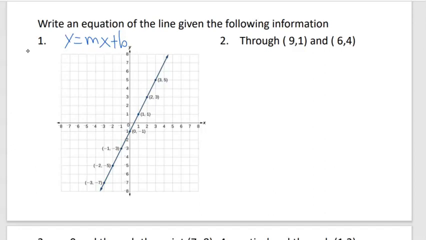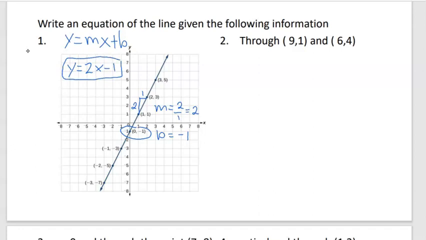Going from one point to the next, (1, 1) to (2, 3), we go up 2 and right 1. So the slope for this given line is 2 over 1, or just 2. The y-intercept is at -1. So now the equation that goes with this line would be y = 2x - 1, with 2 for the slope and -1 for the y-intercept.